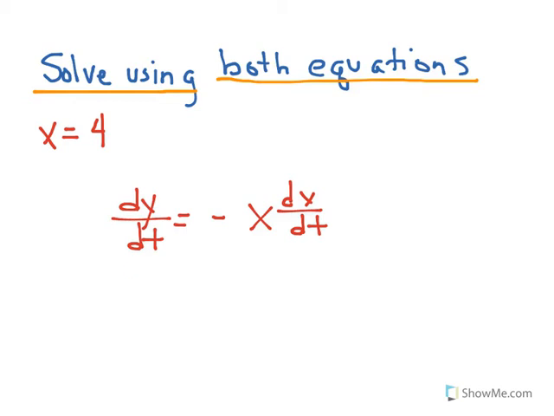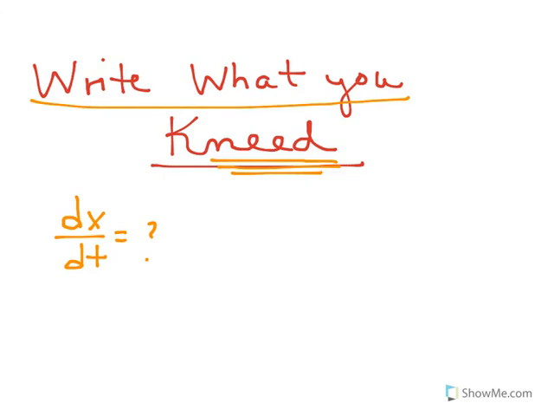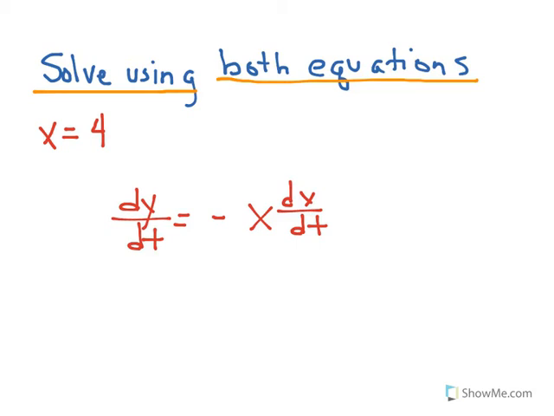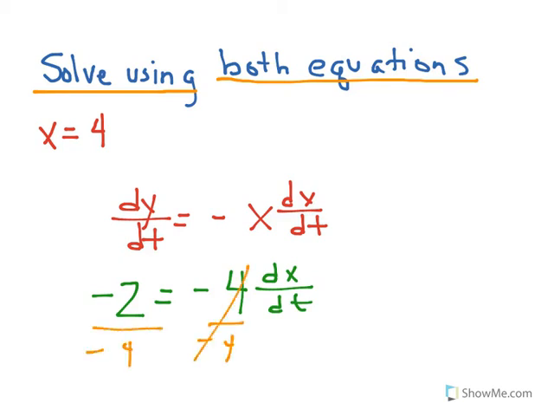What was dy/dt? I got to peek back to see. Forgot it already. dy/dt was negative 2. So I know negative 2 is equal to negative 4 dx/dt, and I can divide both sides by negative 4, and I get dx/dt equals 1/2. What does that tell me? It tells me that x is increasing as y decreases, and that's the solution for the first problem.